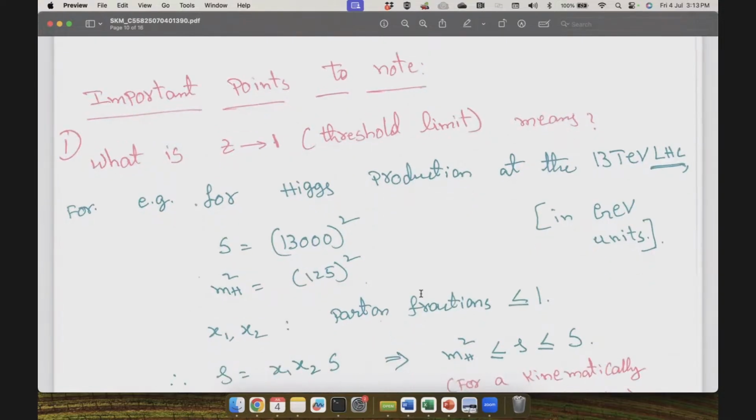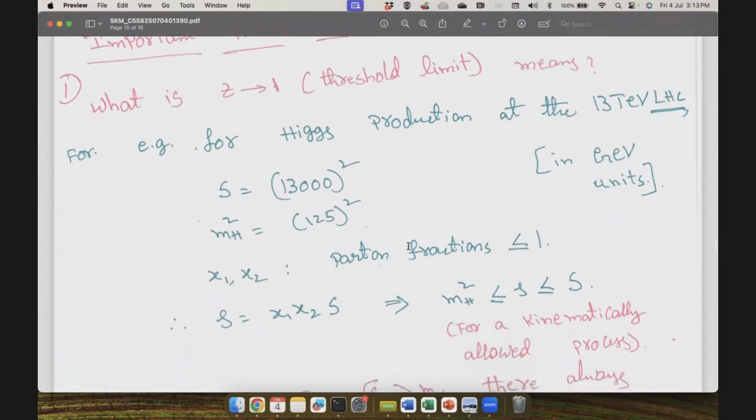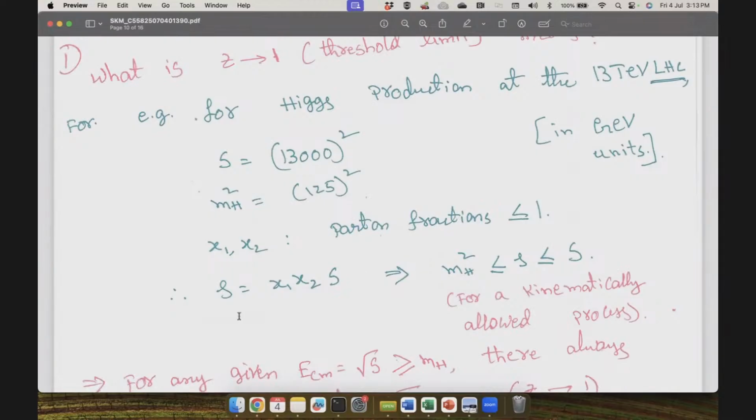What does the z goes to 1 threshold limit actually mean? For that, let us take a simple example: Higgs production at the 13 TeV LHC. Let us write everything in GeV. Your capital S, the center of mass energy at the hadron level, is 13,000 squared, and mH for Higgs production is 125 GeV, so it is 125 squared. And x1, x2 are the parton fractions, so they are always less than or equal to 1 by definition. So the fractions can be maximum 1. And the parton level s equals x1 times x2 times capital S.